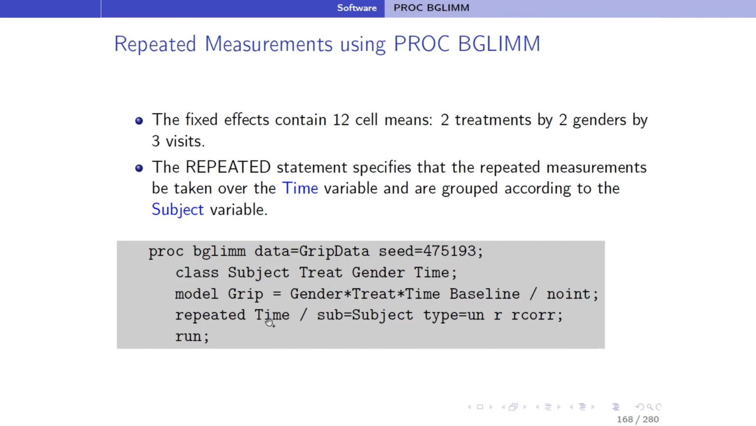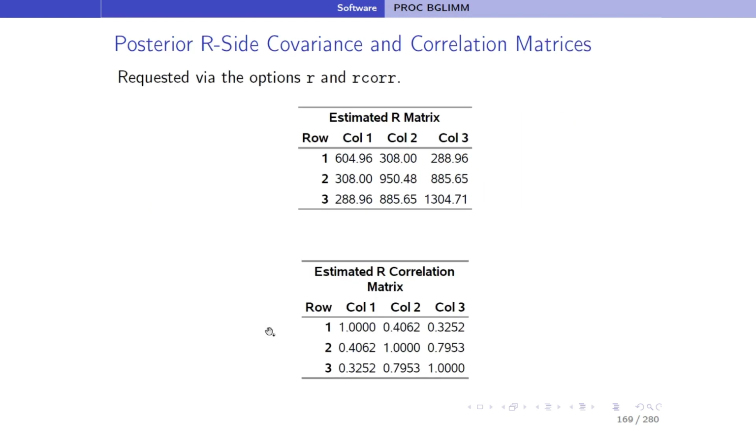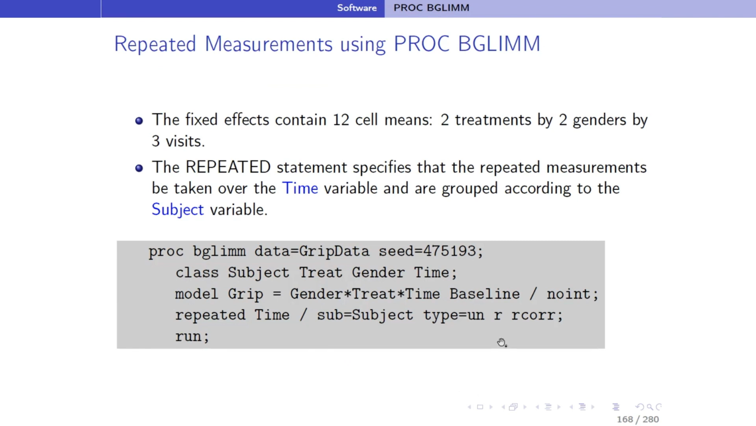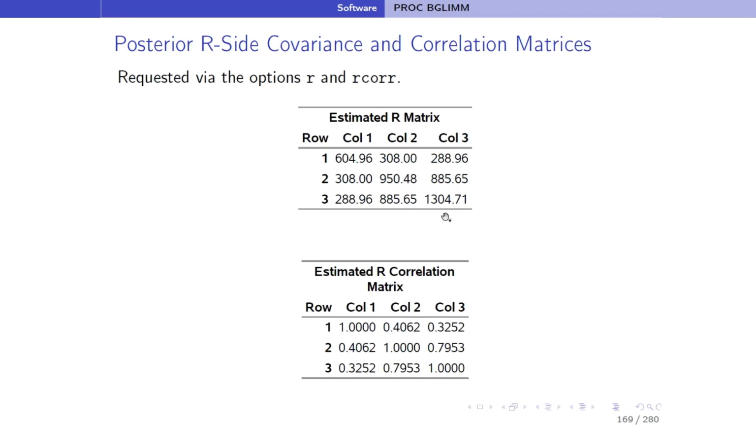The repeat variable time must be specified because time is used to indicate where the repeat is taking place. The options R and RCORR print the estimated R matrix and estimated R correlation matrix. The R is a bit confusing, but this is the standard. The R is not the variance because there are two variances, a G side and an R side. This is the R-side covariance matrix and R-side correlation matrix.